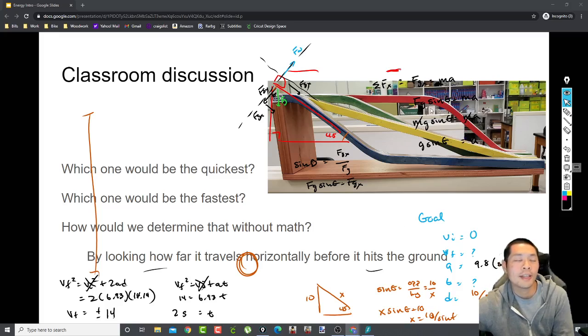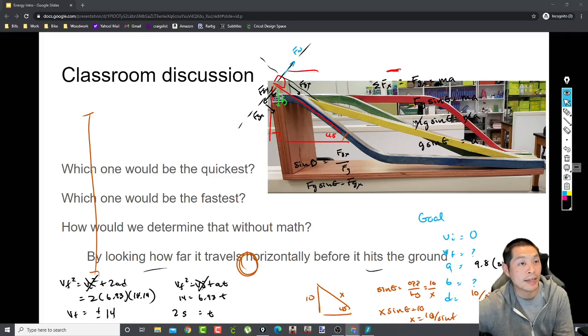In real life, it would be red because of friction. But in our frictionless world, even in the classroom, it's pretty much the same. There's not enough friction here to make a difference. They should all be the same at the very end. But you're right, if there was friction, red would be the one that makes the most sense to be the fastest at the end.